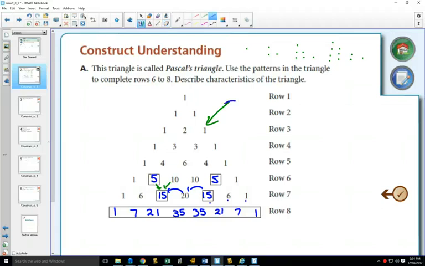And have you ever heard of the Fibonacci numbers? Sunflowers and all sorts of crazy stuff that the Fibonacci numbers are in. So these are the Fibonacci numbers: 1, 1, 2, 3, 5, 8, 13. How do you find the next Fibonacci number? You add the two previous ones together. So 8 plus 13 is 21.